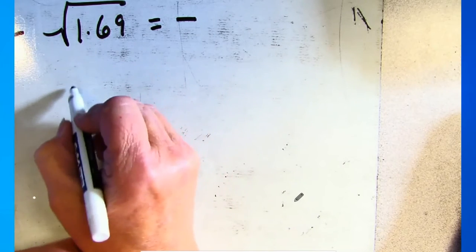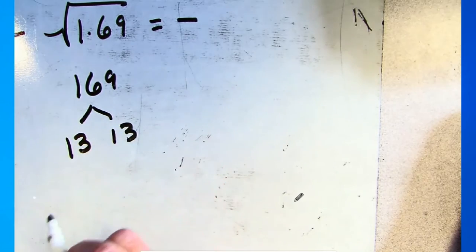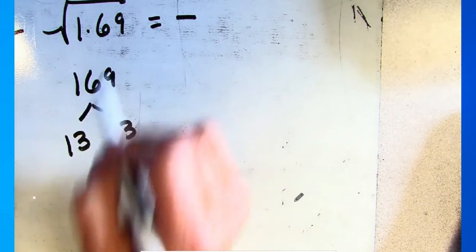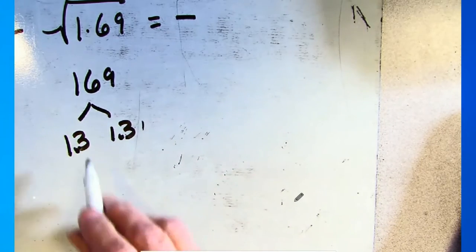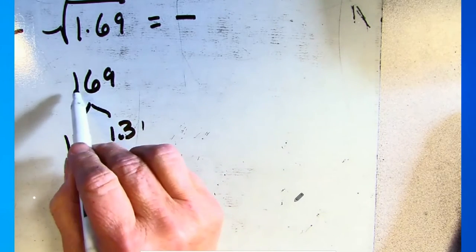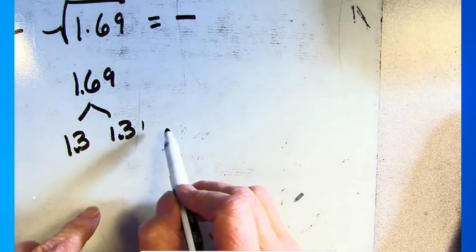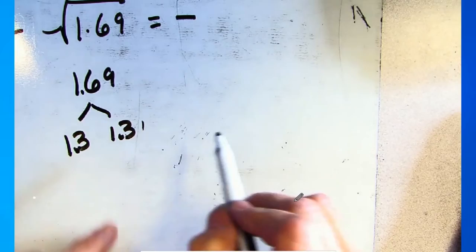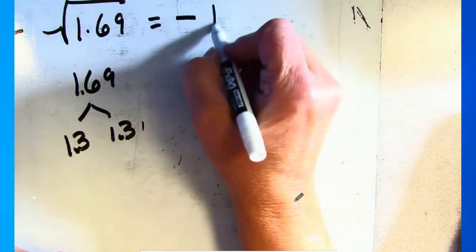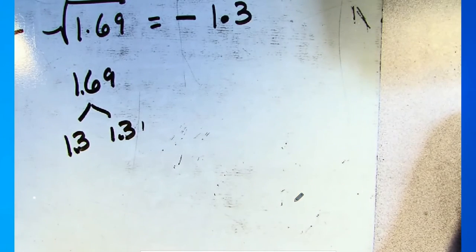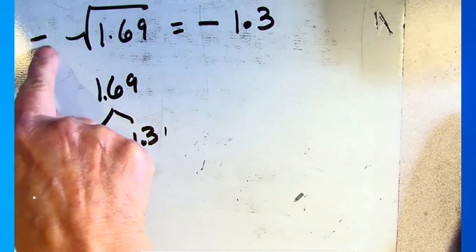Now, if I looked at this as 169, I would find out that that's 13 times 13. I have 2 decimal places, so I will go 1, 2, and that's the 2 decimal places. So instead of 169, it's 1.69. So instead of 13 times 13, it's going to be 1.3 times 1.3. So the negative square root of 1.69 would be negative 1.3. Now, why did I not say the positive? Because I specifically asked for the negative by putting a negative sign out here.